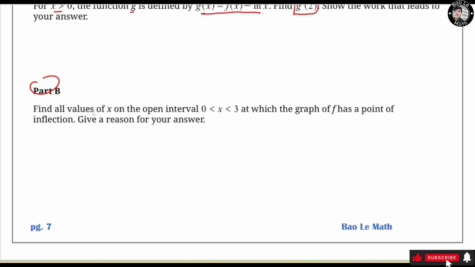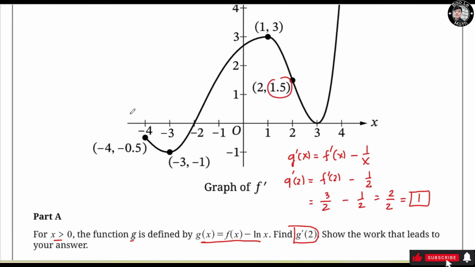Question B. Find all values of s on the interval 0 to 3 at which the graph of f has a point of inflection. Alright, so the point of inflection occurs when f double prime of s changes sign, right? So we look at the interval from 0 to 3 right here. Alright, so we only have this point right here, right?